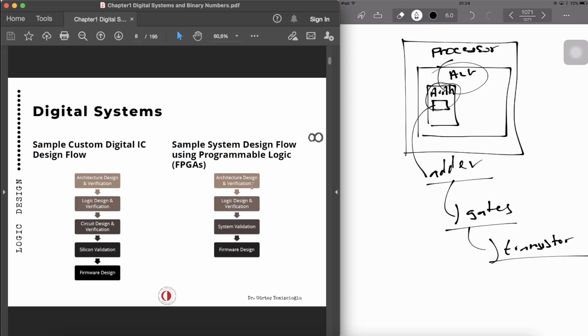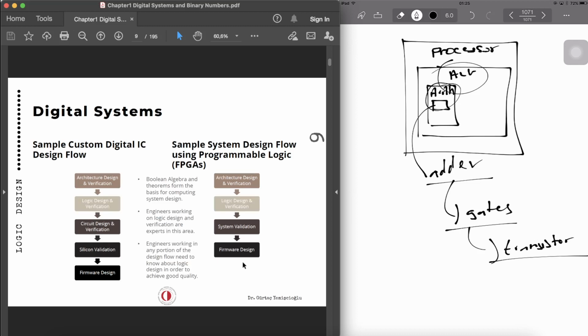So over here, when we design the logic, other gates and so on, we do a system validation. In system validation, we validate the design of, for example, the ALU. We verify functionality and we validate everything on FPGA. Then, when it's working perfectly fine, we design the firmware for it.